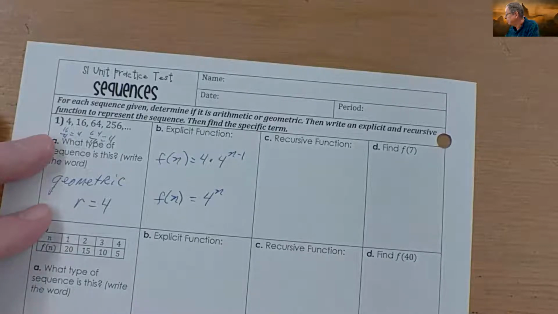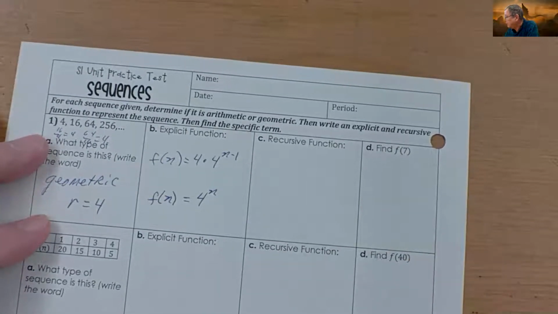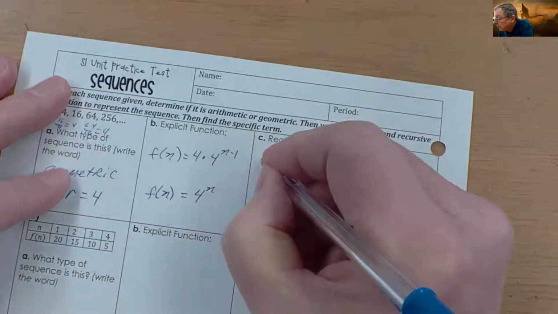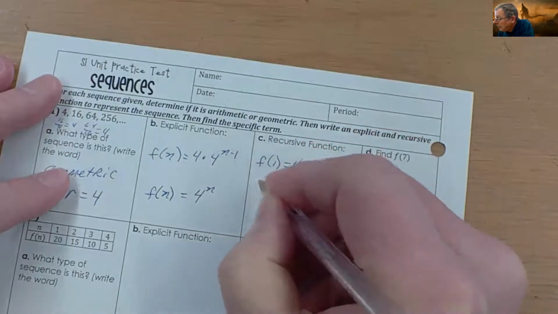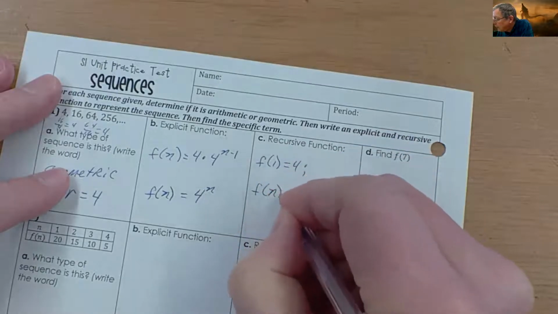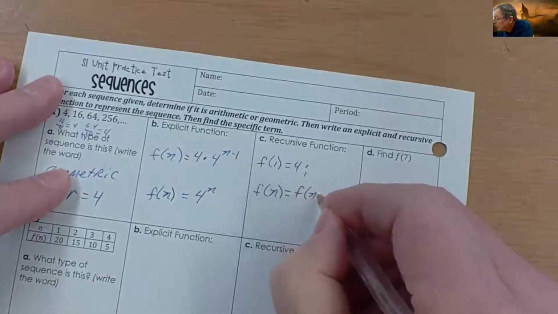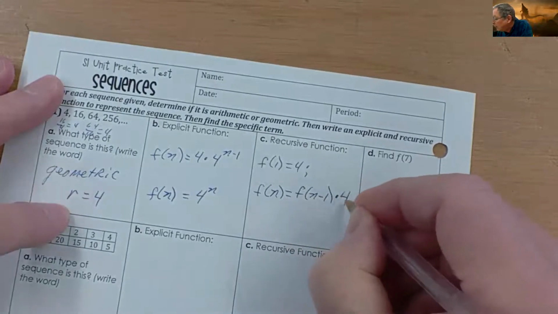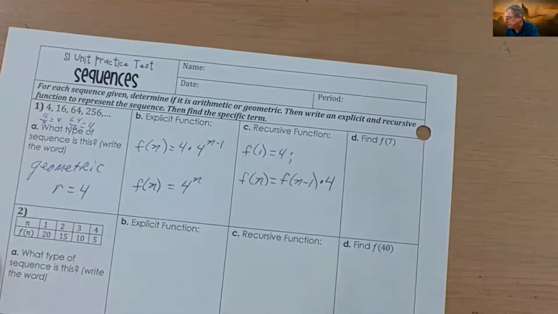Nope, so it won't be an issue on the test. Okay. Recursive, well, identify the first term, of course. First term is 4, and then your recursive function is f of n equals f of n minus 1 times r, and r is 4. Do not forget to identify the first term.